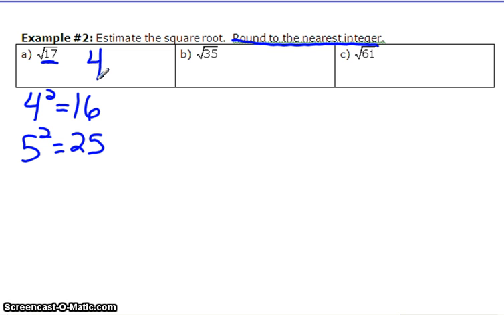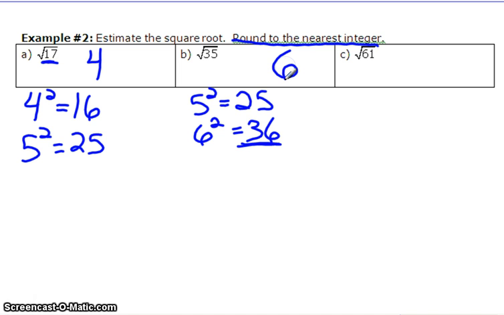35. Well, let's start with 5 squared, because that was 25. Okay. 6 squared will go up, because I'm not quite at 35 yet, is 36. Well, which one is closer, 25 or 36? 36 is closer to 35, so the square root, our estimate, would be 6.